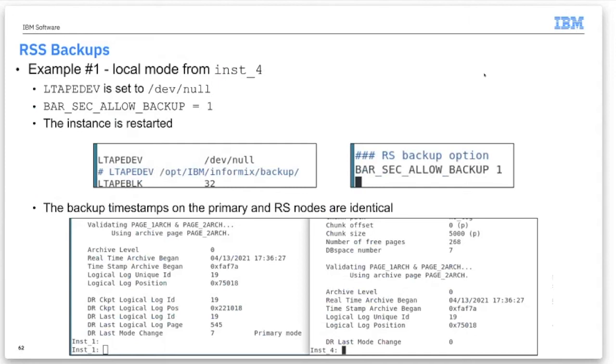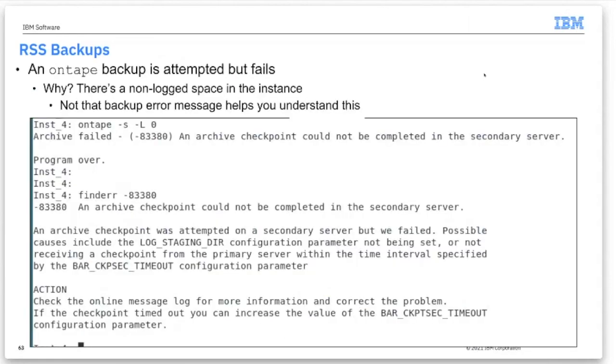So on my RS secondary, ltape dev is set to dev null, barsec allow backup is set to 1, and I restart the instance. And you can see the parameters here. I check the backup timestamps by doing an onCheck -PR in both instances, and you'll notice that the last backup for these instances was around 5:36 in the evening. I try and execute an on-tape backup, and it fails. I'm left to ponder why.